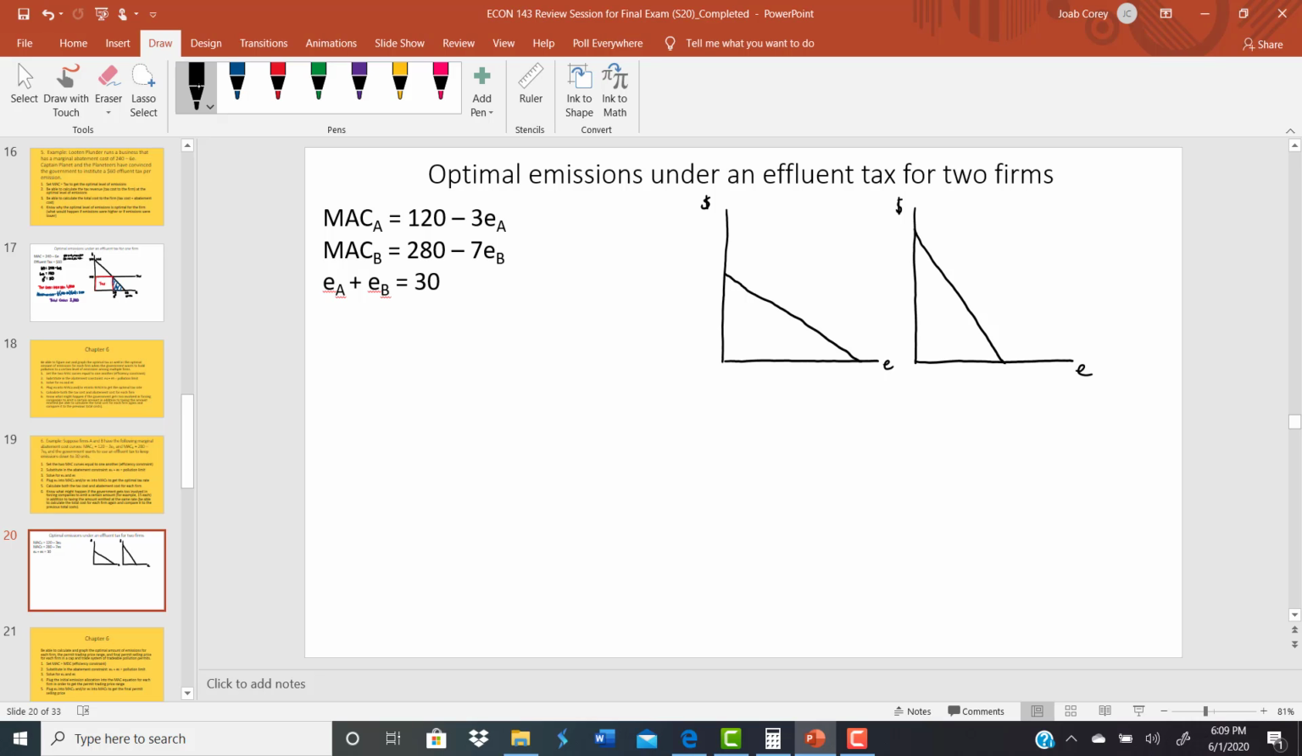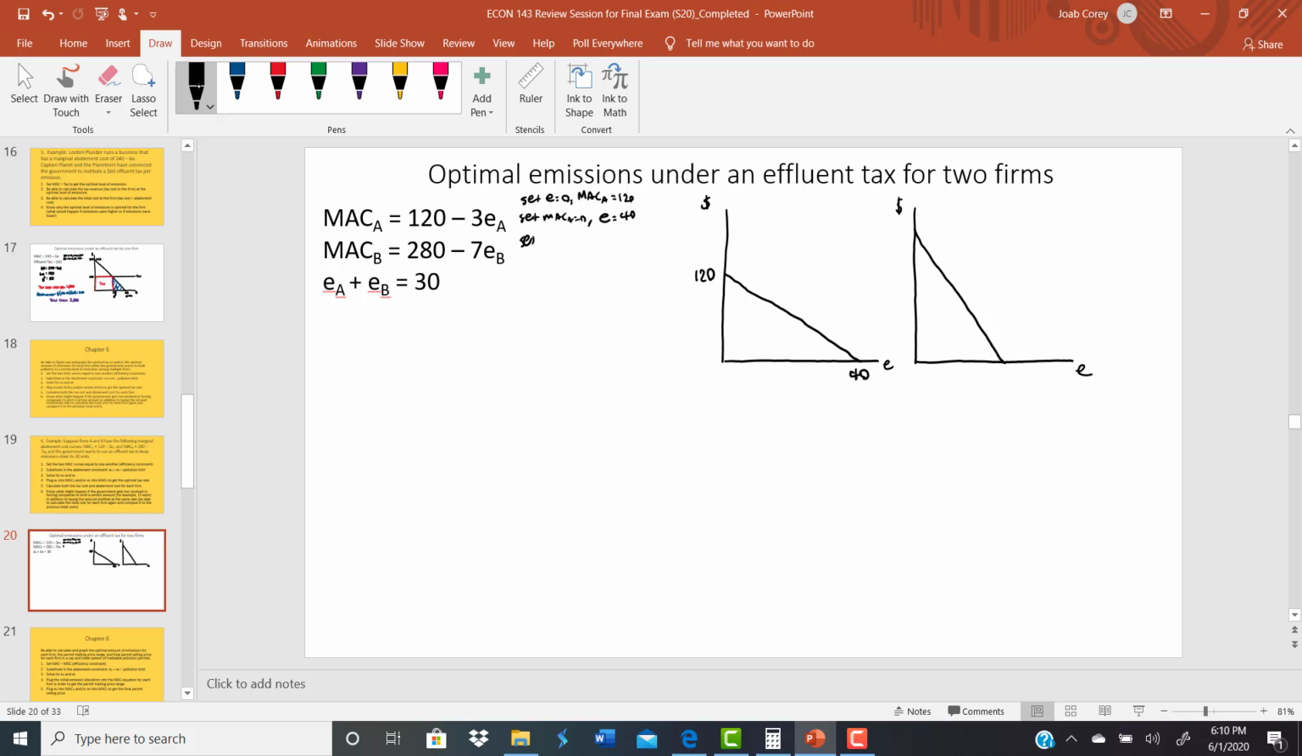All right, so again, we can figure out where these marginal abatement cost curves are going to hit our Y and X axes, respectively. So again, if we set E equal to 0, we know that MAC sub A is equal to 120. And if we set MAC sub A equal to 0, then we know that E is equal to 120 divided by 3, which is 40. So we know that this is going to hit right here at 120, and this is going to be 40. And we do the same thing for firm B.